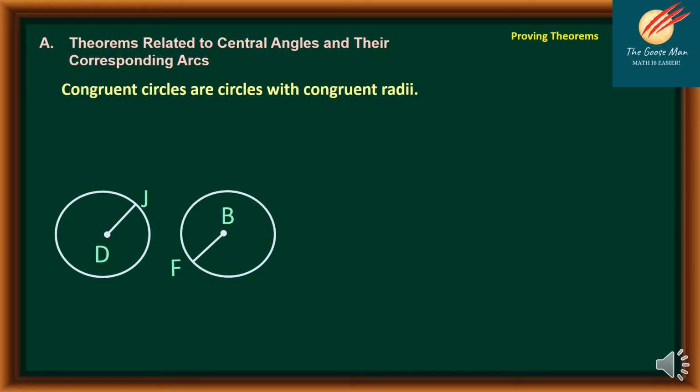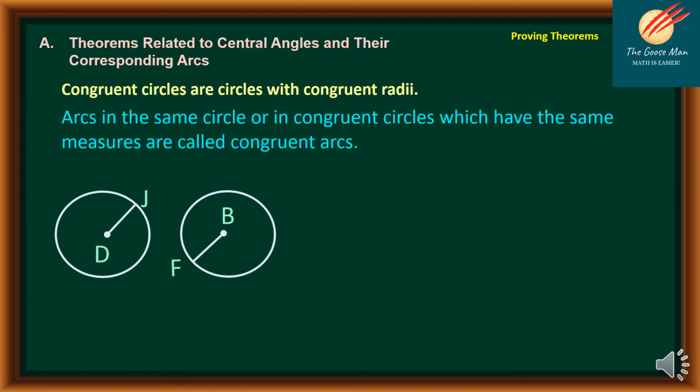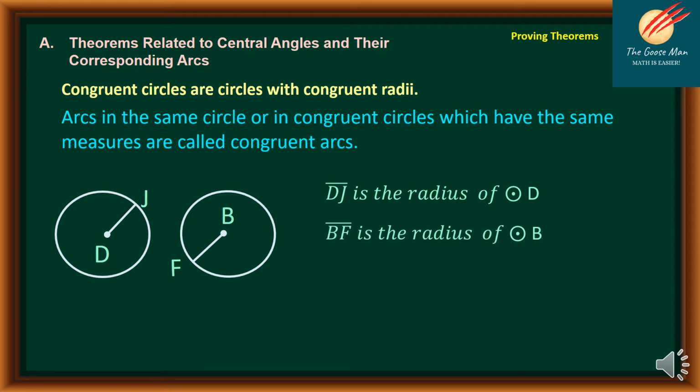Let's move on to another definition. Congruent circles are circles with congruent radii. Arcs in the same circle or congruent circles which have the same measures are called congruent arcs. Let us consider the two circles. Line segment DJ is the radius of circle D, while BF is the radius of circle B. If line segment DJ is congruent to line segment BF, then we can say that circle D is congruent to circle B.